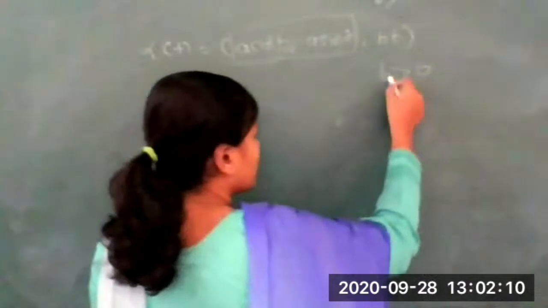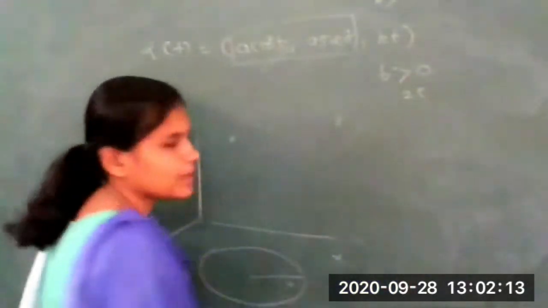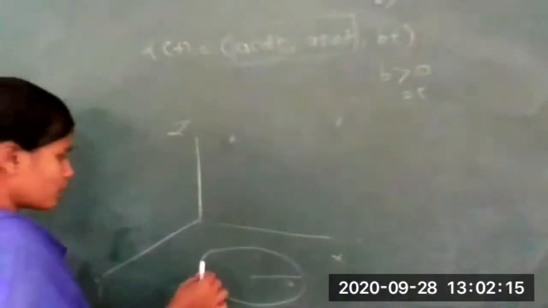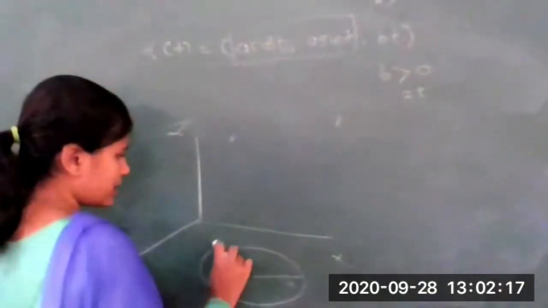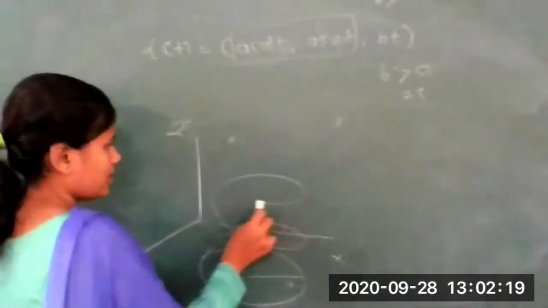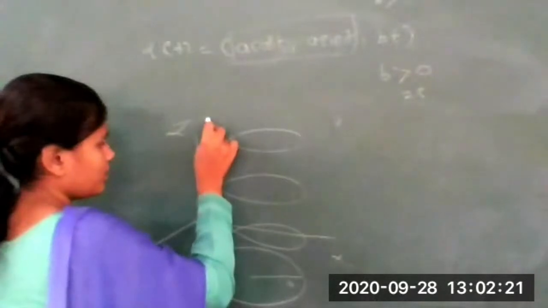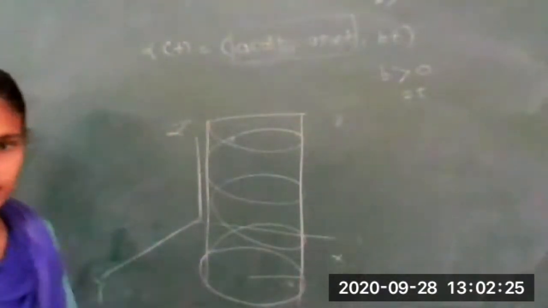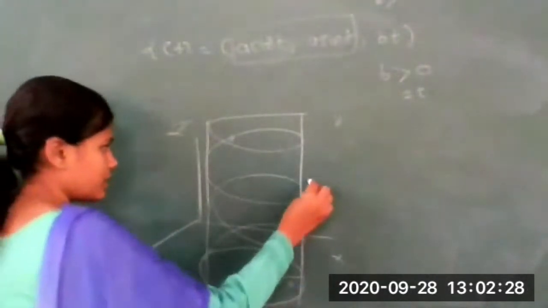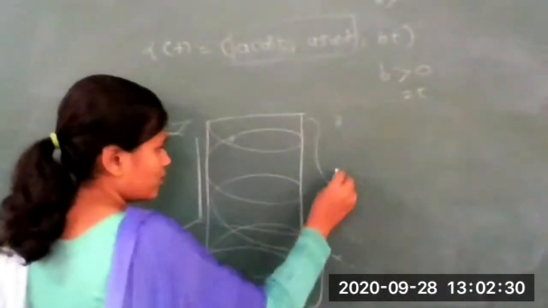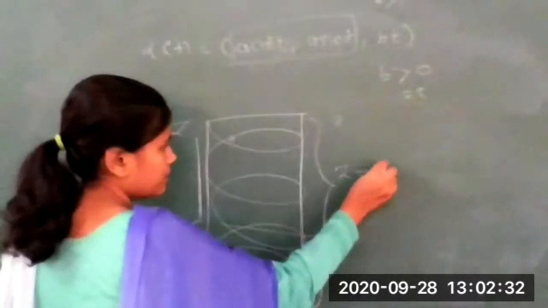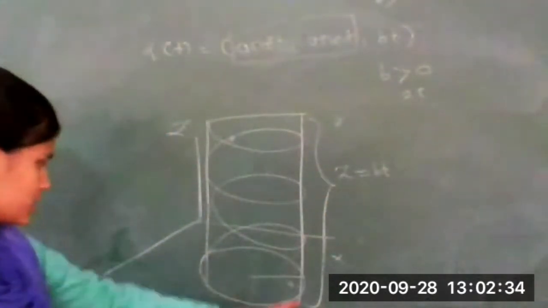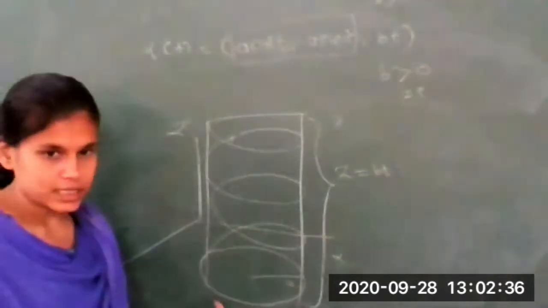Suppose we have assumed b greater than 0 to be 2t. Correct. Right. So, what will this be? It will be just like circles put on one another, and finally we will get an image like this. So, this is the z coordinate, which is b into t, and in the xy plane we have a circle.